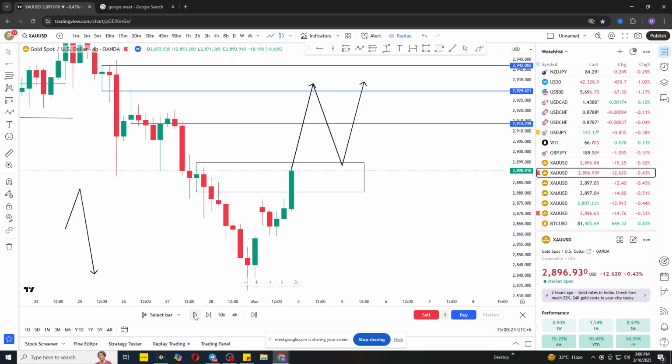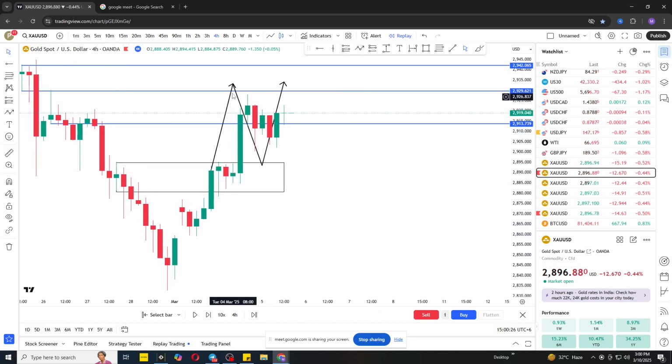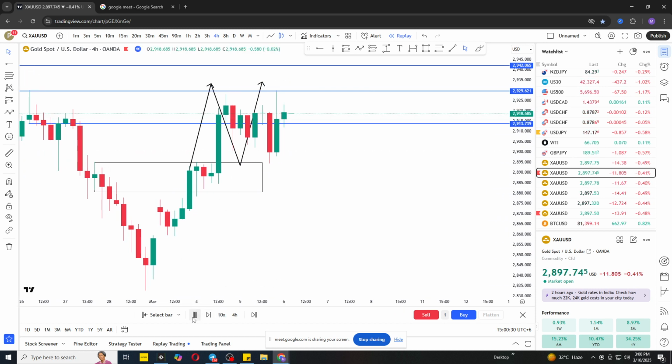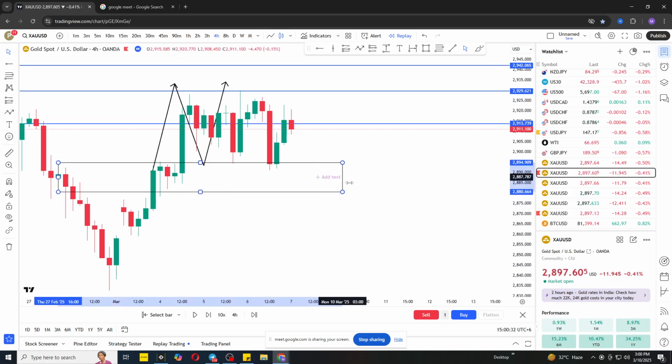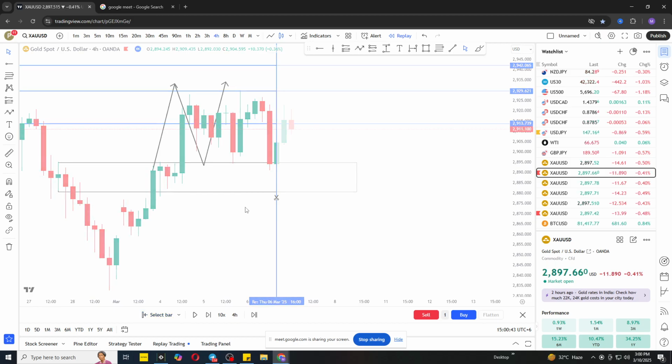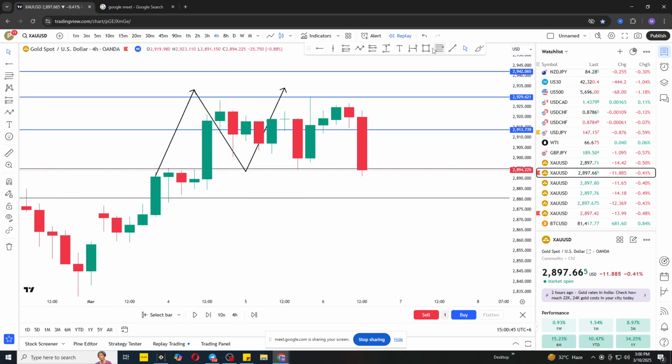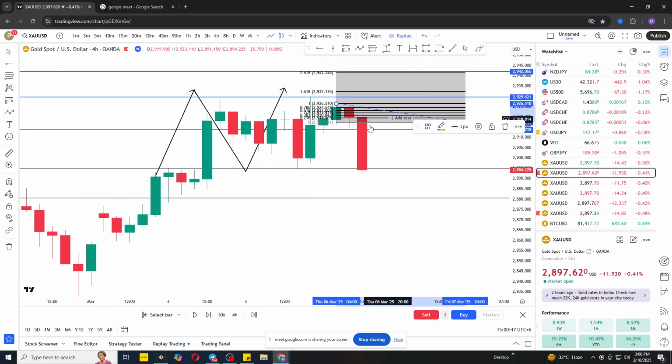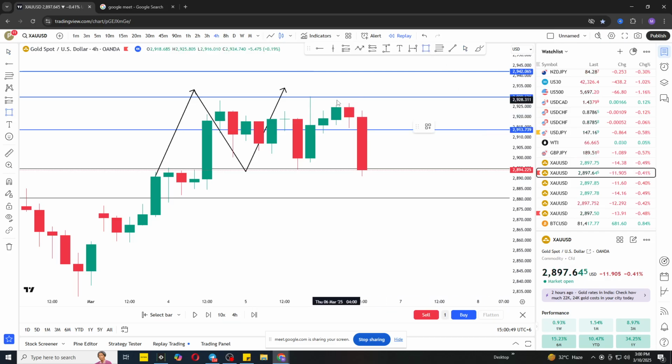Okay, so now look what happened. It failed, right? It did not drop, it failed, and eventually look what happened. See it, it came back and then moved up. But the thing is, when it starts moving up, sometimes it will not respect, but we also have a formula for how to work on it if it is not respecting.